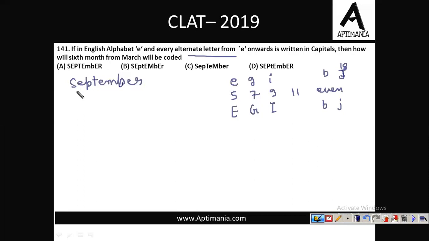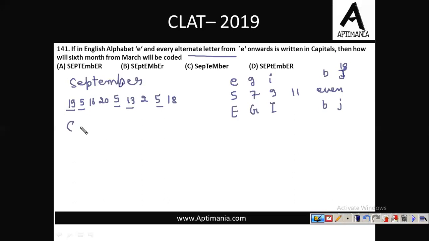I will write the position number below the letter so that it would be easy for us to solve this question. Now S comes at position number 19, E comes at 5. The position of P is 16, T is 20, E is 5, M is 13, B is 2, E is 5 again, and then R is 18. We need to code these 5 letters in capital.